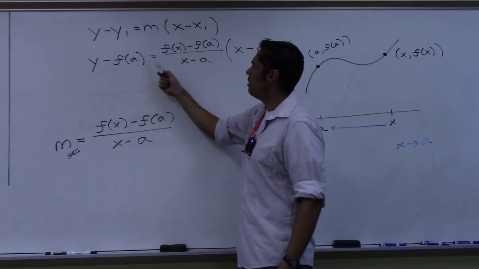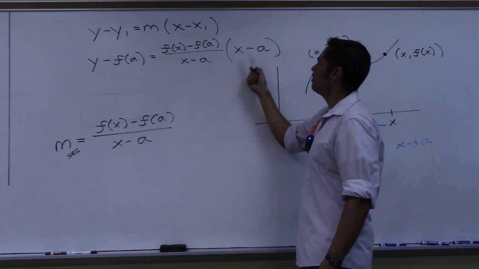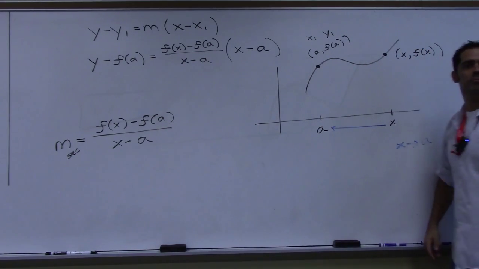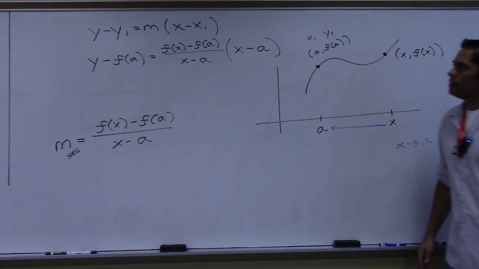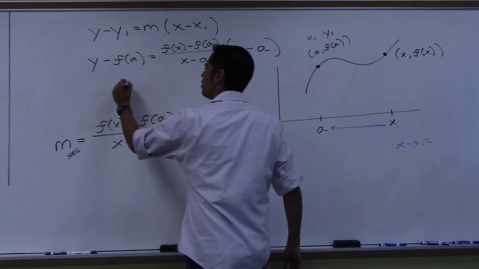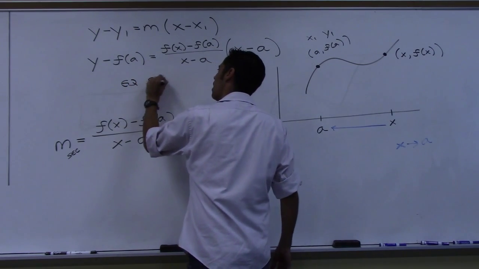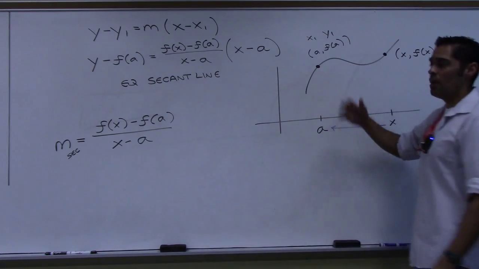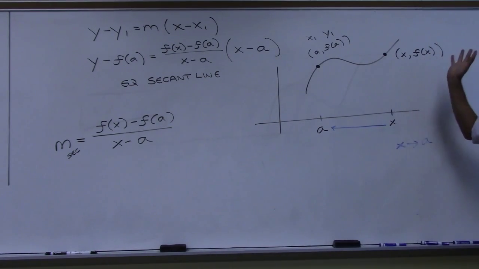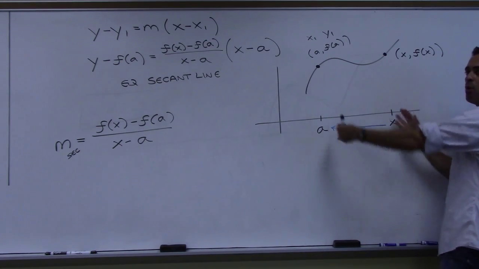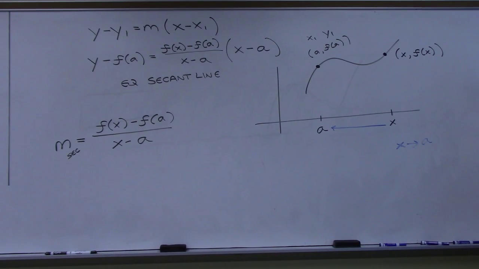y minus y1 equals m times x minus x1. This was our x1, y1, wasn't it? So this equation right here is the equation of the secant line. You give me a graph, you give me a function, I don't care what it is, I can always come up with a base point and some other value. I can always find the equation of the line through those two points, right? Using that formula right there.